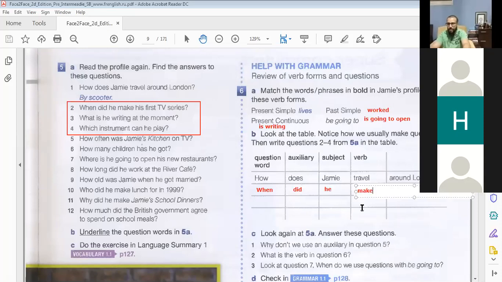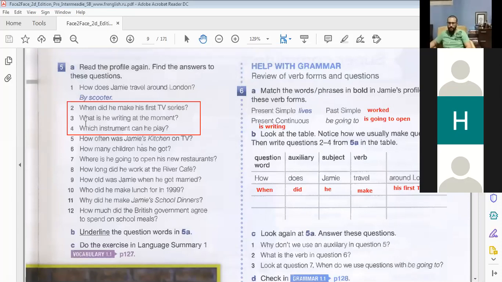And what's the, okay. So when did he make? And then we have the complement. His first TV series. All right. Now, what about this question? What kind of question is this? Past simple. And how do we know it's the past simple? Because we have did, exactly.